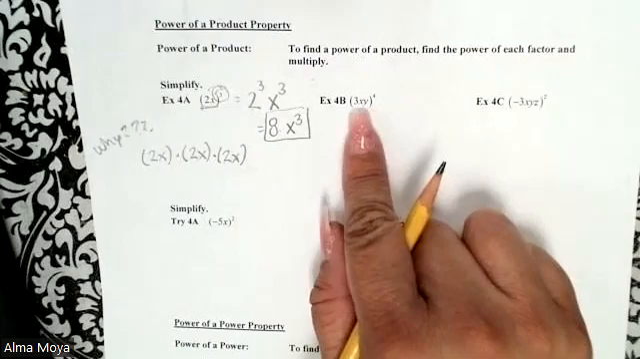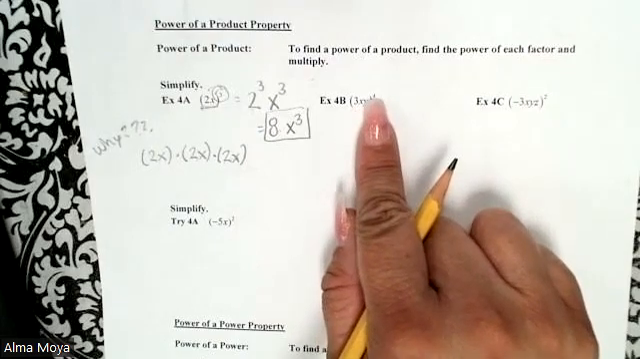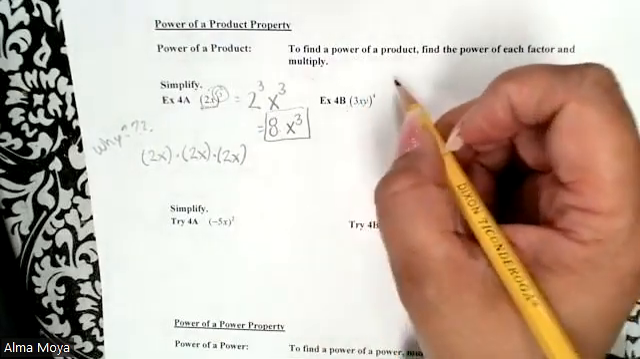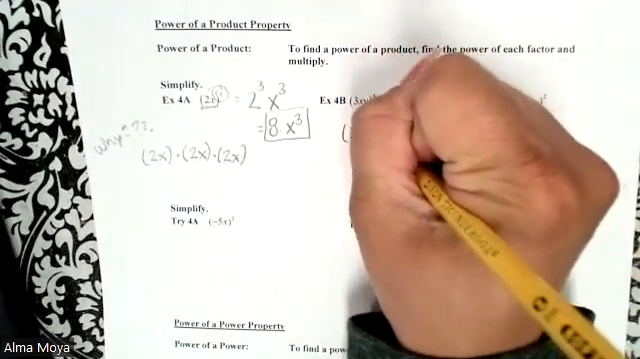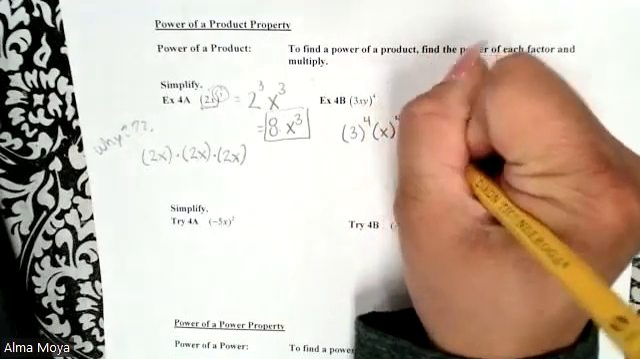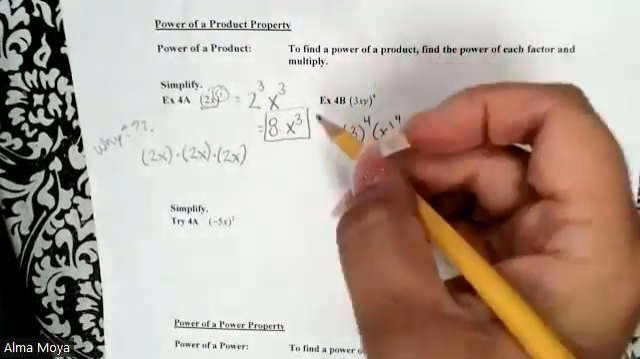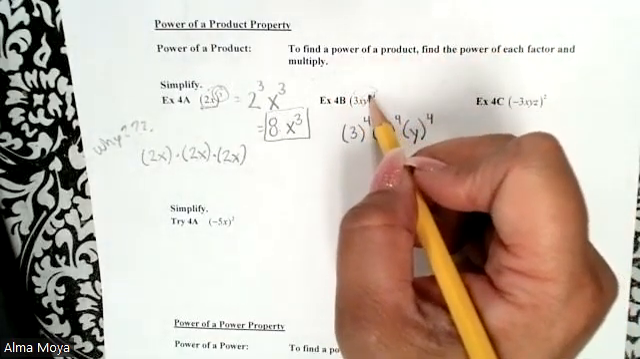Right here, look, you have 3xy raised to the fourth. Every single term on the inside is going to be raised to the fourth power. So that's 3 raised to the fourth power, x raised to the fourth power, y raised to the fourth power. Everything is going to be raised to the fourth power.